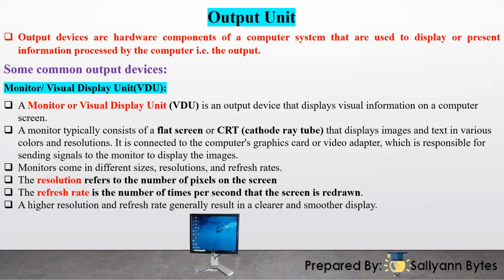Monitors come in different sizes, resolutions, and refresh rates. What do you mean by resolution? The resolution refers to the number of pixels on the screen. And what is meant by refresh rate? Refresh rate is the number of times per second that the screen is redrawn. A higher resolution and refresh rate generally result in a clearer and smoother display.